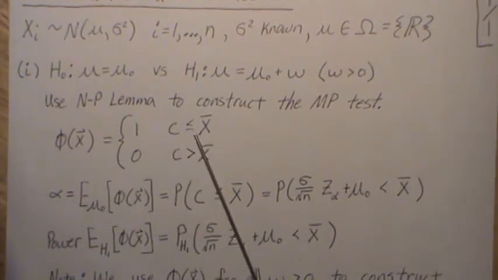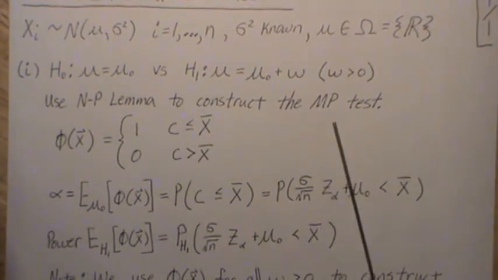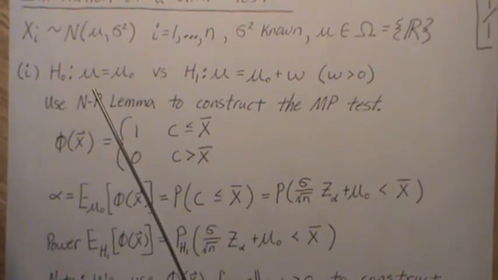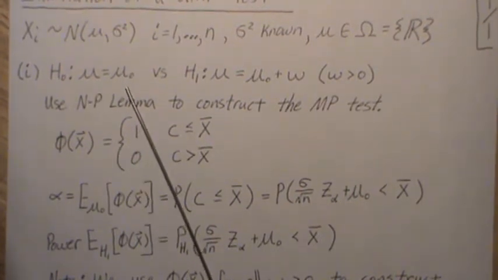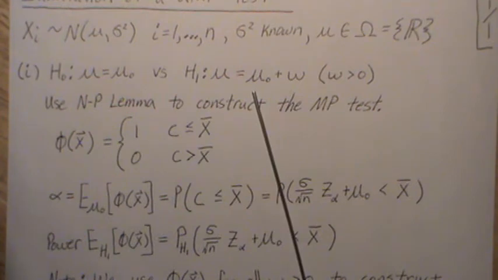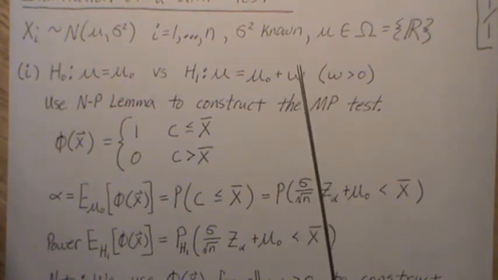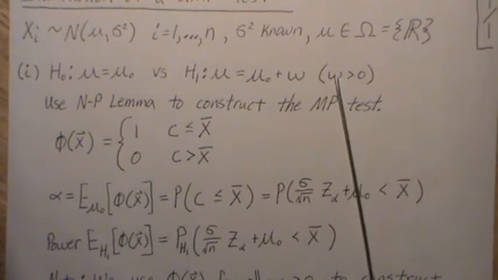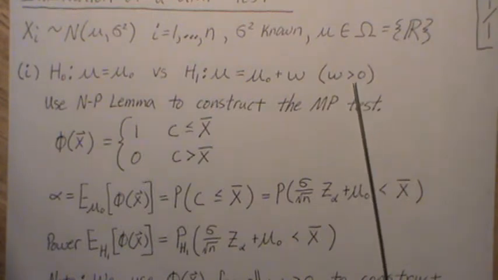So here we're going to use the Neyman-Pearson lemma to construct a most powerful test for simple versus simple. So our null hypothesis is that the mean mu is some value, call it mu naught, versus some value that's bigger than mu naught. And we're going to call it mu naught plus omega, where omega is greater than 0.